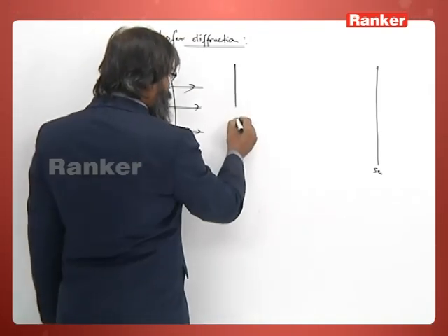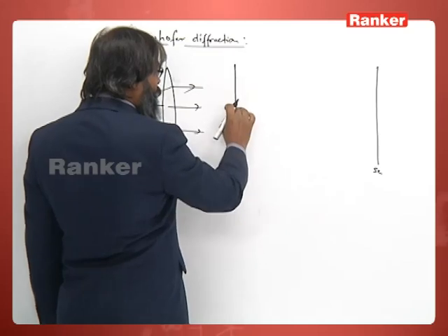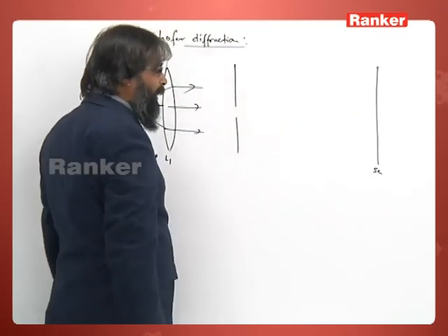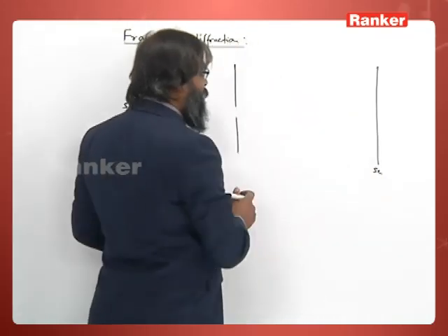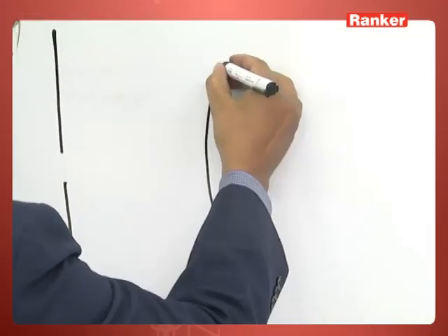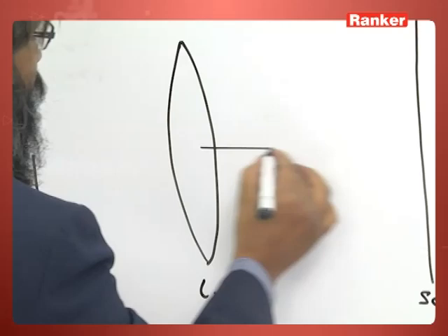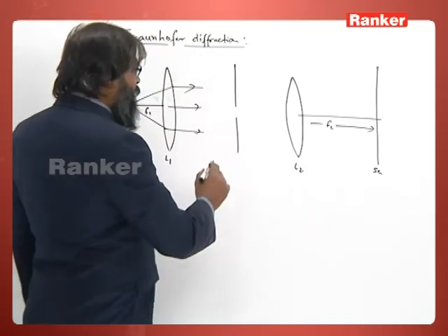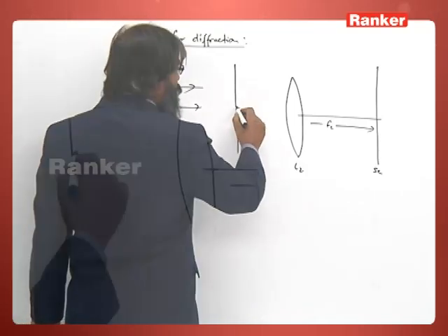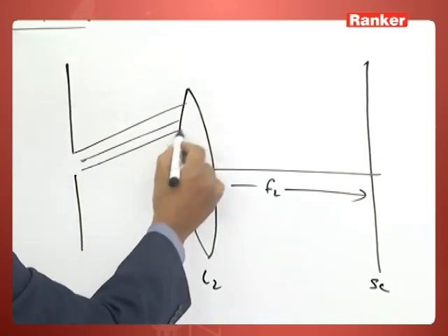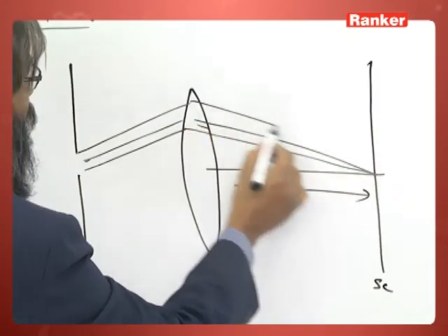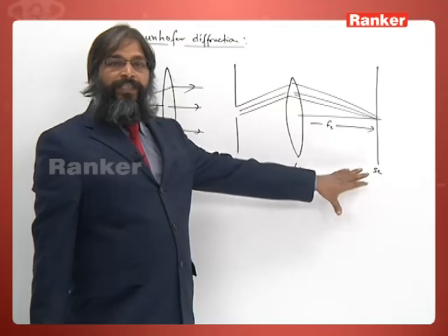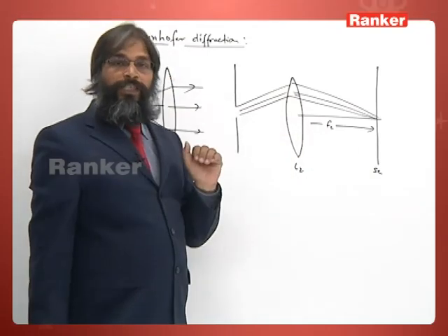This is my small opening; this is the obstacle, this is the opening. The light comes out and spreads from this opening. Again this distance is finite, so we place another converging lens L2 at a distance F2 from here. What happens? The light spreads from here, suppose like this. Finally they meet somewhere here. This is how the diffraction pattern is studied under Fraunhofer diffraction.